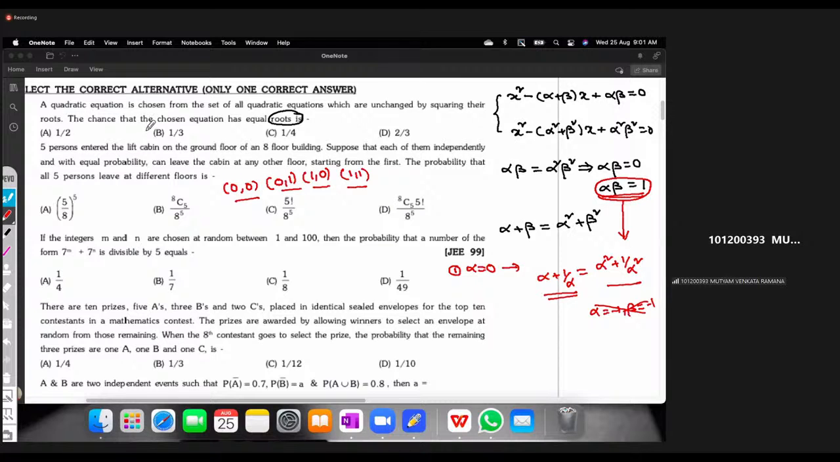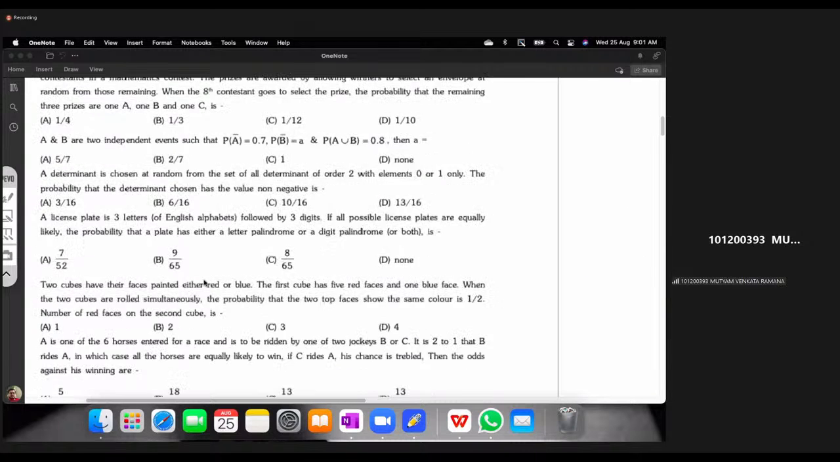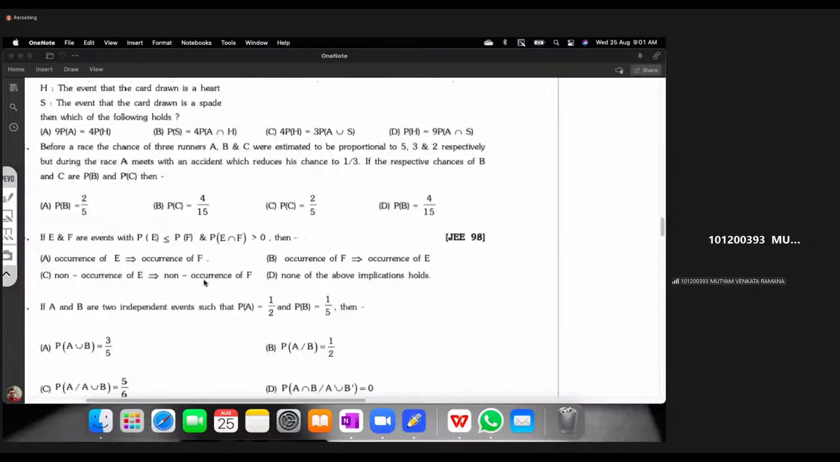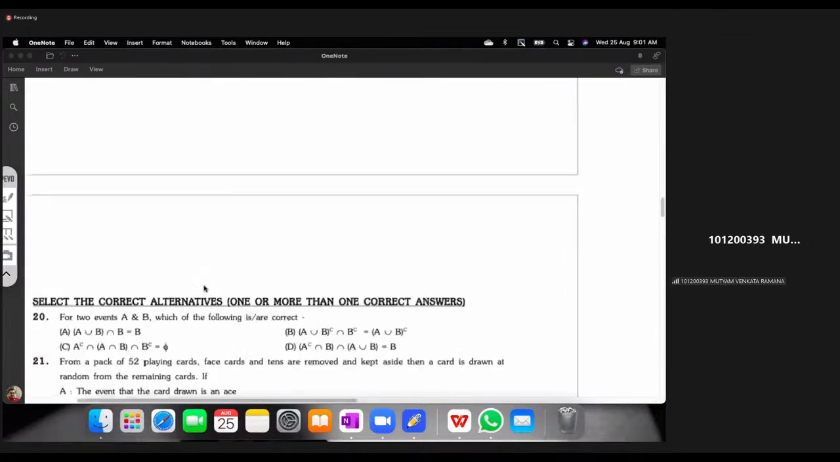So the chance that you choose an equation that has equal roots: this is 1, this is 1, so 2 roots. So 2 out of 4, 1 by 2 will be the correct answer. Out of 4 possibilities, 2 are favorable. Is this the right answer? The key is also given to you. Yes, A is the correct answer.